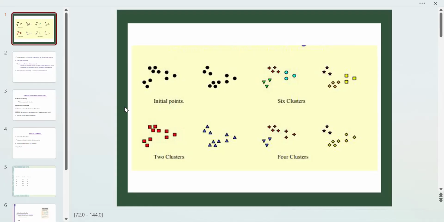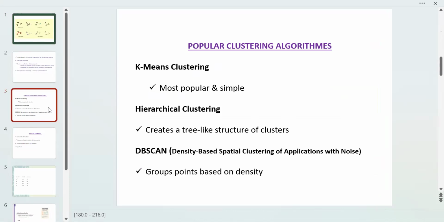So the most popular clustering algorithm used is the K-means clustering algorithm, which comes under the partitioning algorithms. We have so many other algorithms. Hierarchical clustering is also there. The K-means algorithm is very simple, and it is the most popular algorithm used. K denotes how many clusters are required.